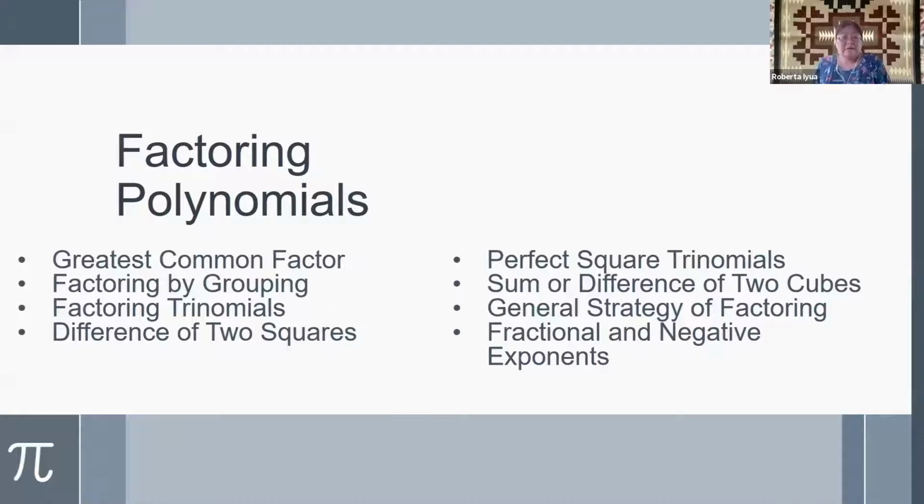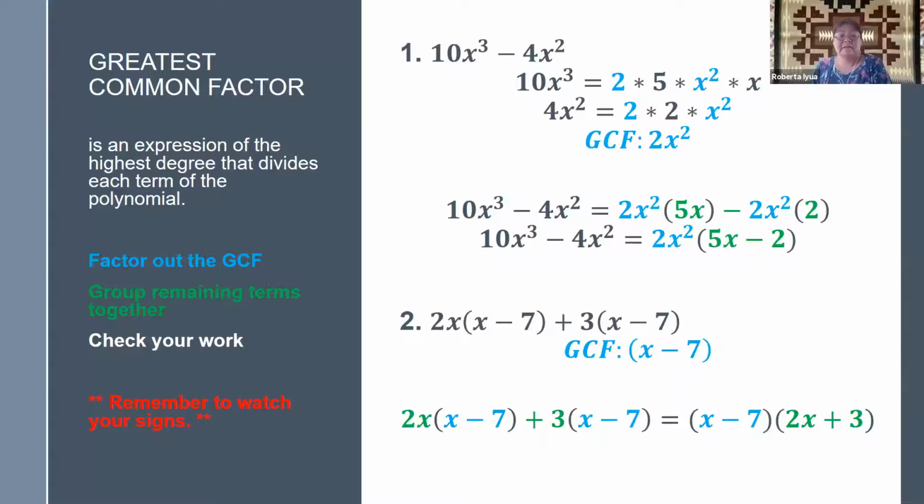Here we're going to be looking at the greatest common factor. It is an expression of the highest degree that divides each term of the polynomial. You're going to factor out the greatest common factor. Then you're going to group remaining terms together and you're going to check your work. Always remember to check your work, and to watch your signs.